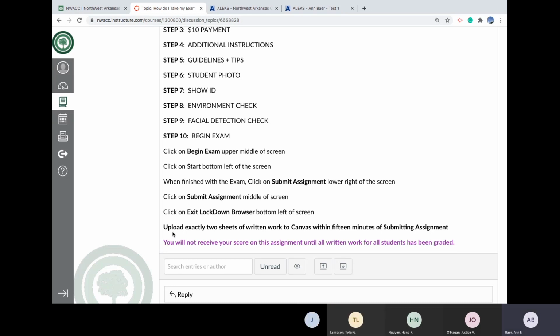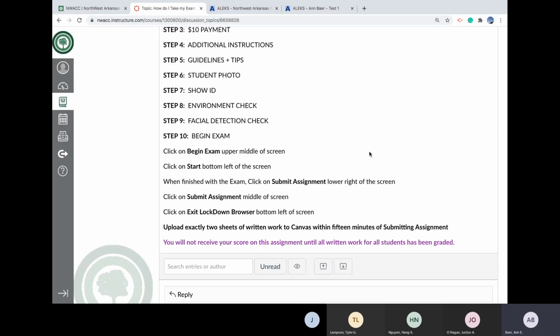Upload exactly 2 sheets of written work to Canvas within 15 minutes of submitting assignment. You will not receive your score on this assignment until all written work for all students has been graded.